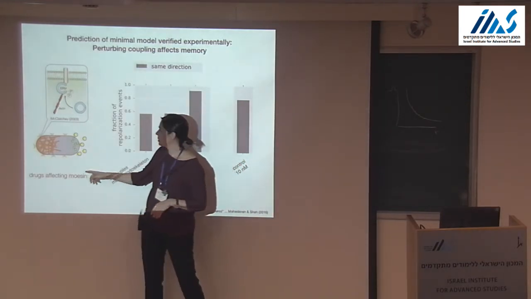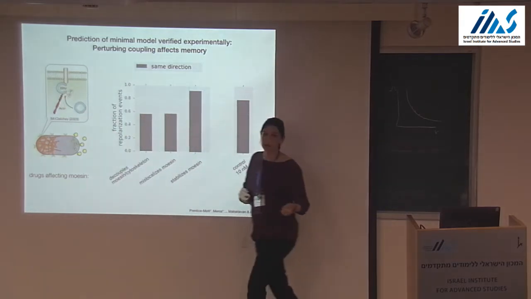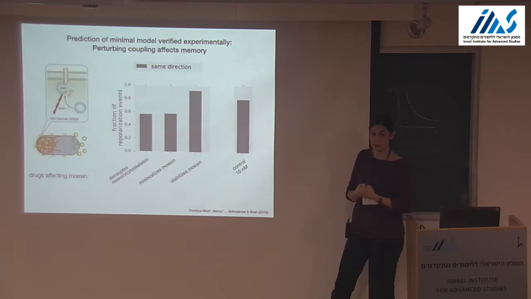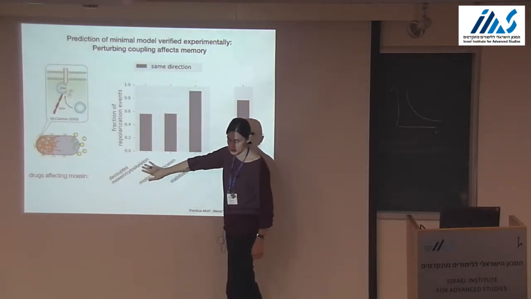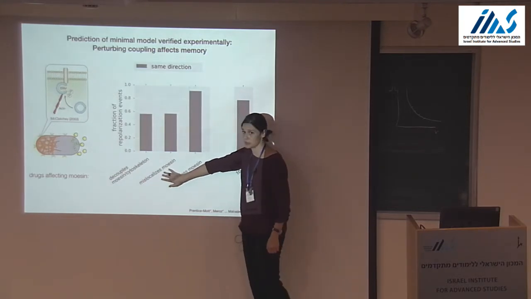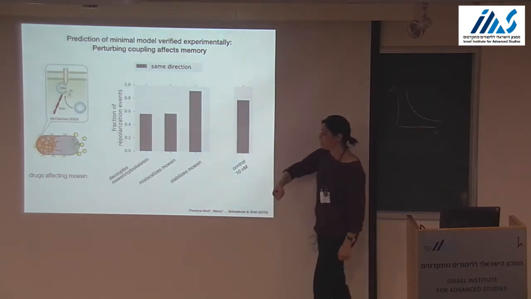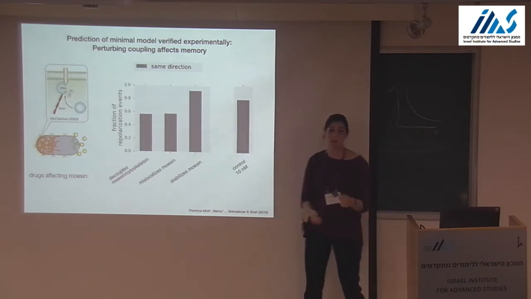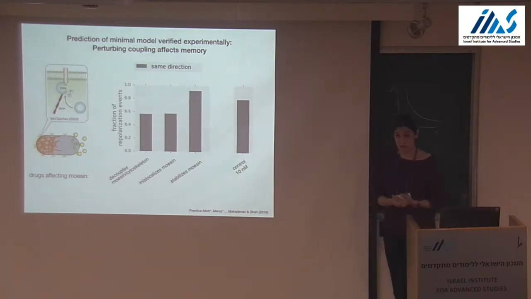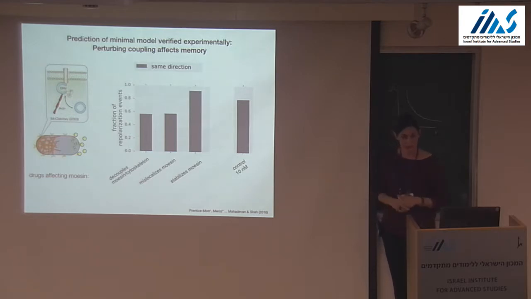And these drugs affect a protein called mucin, which is this one here, which basically connects the cytoskeleton to the membrane. So these two drugs decouple mucin from the cytoskeleton, or they mislocalize mucin, so they do something bad. And you see that memory goes almost to zero. On the other hand, this drug stabilizes mucin, and you see that memory shoots up. So this is really a nice verification of this prediction. I should say that these drugs do not affect the ability of the cell to sense or to migrate.